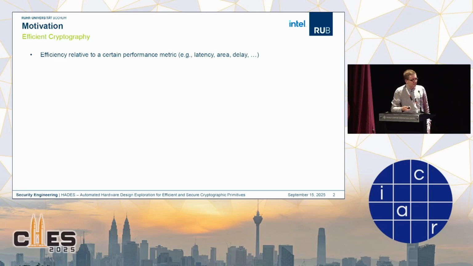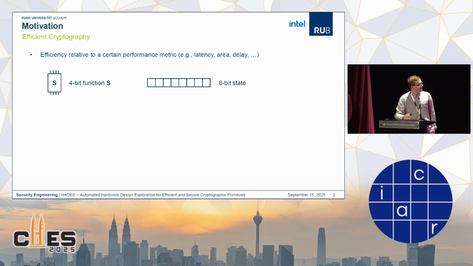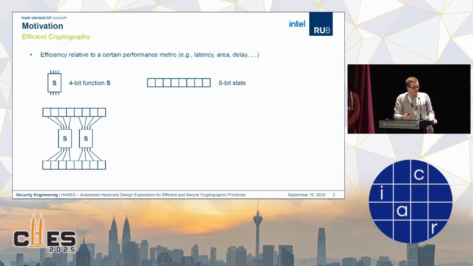And to illustrate this, I want to give you a very small example. So let's assume that we have a 4-bit function S, such as an S box, and we want to apply this function to an 8-bit state, so to the lower 4 bits and to the upper 4 bits. Then if we want to implement this in hardware, we can think of 2 ways to implement this. The first one would be a parallel architecture, where we have 2 S boxes in parallel, and the advantage of this implementation is, of course, that it's faster, but on the downside it also consumes more area.